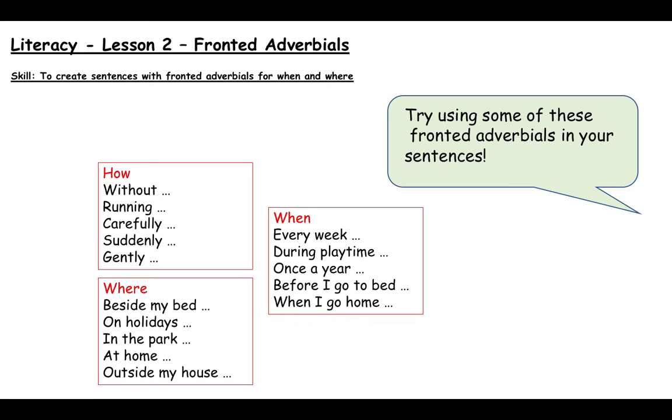On the screen now, you should hopefully see some different fronted adverbials that you could use in some sentences. Now, although the skill is focusing on when and where, I thought it'd be quite good for us to have a look at how as well. Okay, having a think about what we've learnt so far, what are we going to have to change that ellipsis for? What punctuation, when we put those fronted adverbials into a sentence, are those ellipses going to be instead?